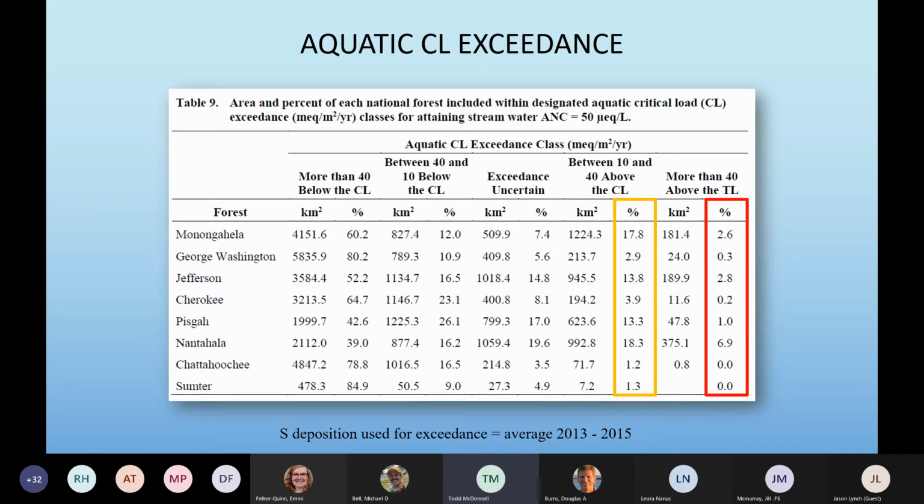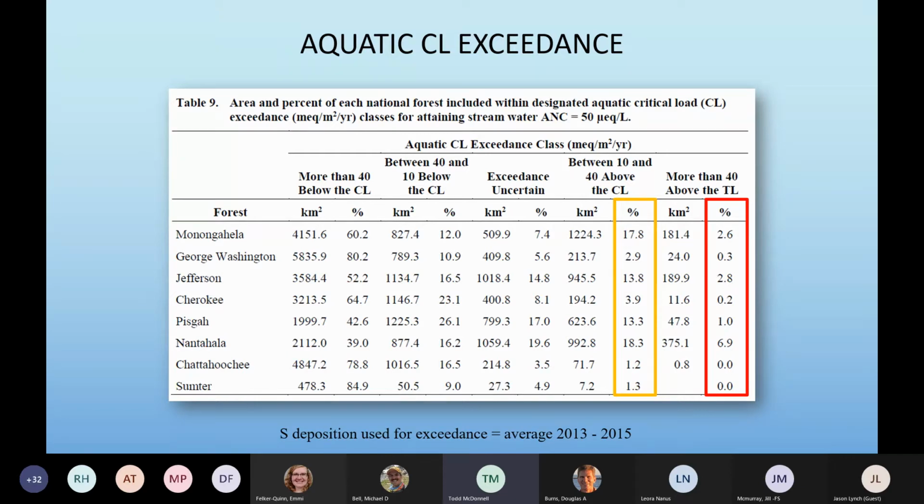And it's the area in kilometers squared and the percent of the forest that's in or out of exceedance and by how much. So the orange and red boxes there indicate the percentage of the forest that's in exceedance: in exceedance by some amount in the orange, and by quite a bit in the red. You can see that there's not a lot of the area. This is based on 2014 deposition on average.